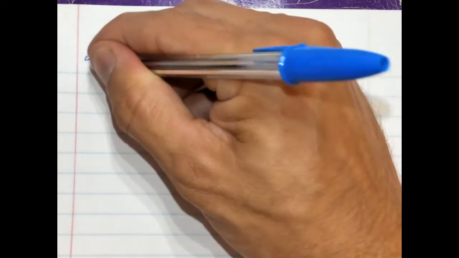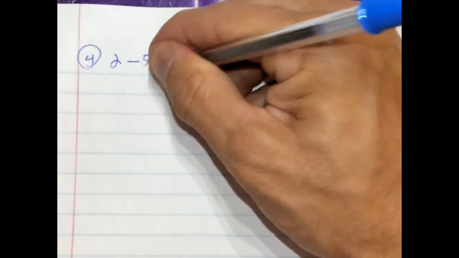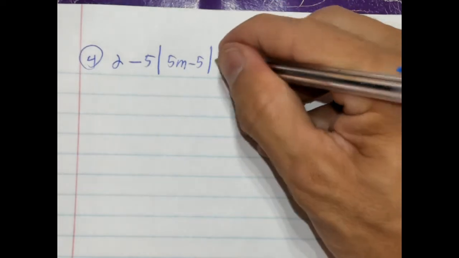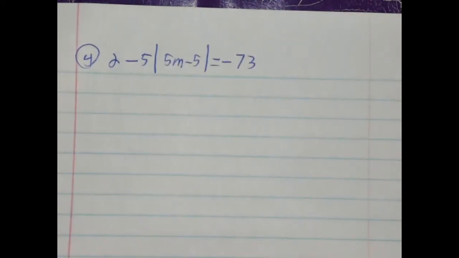Okay, so let's do one more. Let's do something that looks crazy. How's about, yeah, there we go. This is gonna be a doozy. So we're gonna go to number 4. Let's do 2 minus 5 times the absolute value of 5m minus 5 equals negative 73. Doesn't that look pleasant? Yeah, it looks great. We'll do this one.